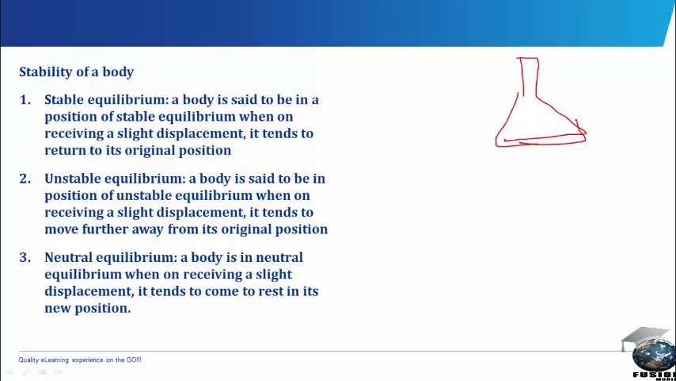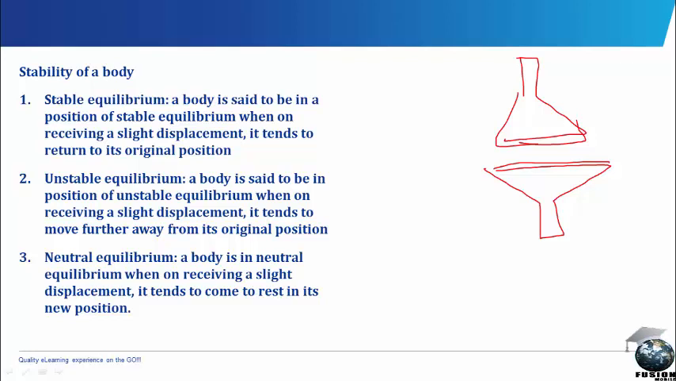While when it is this way, you notice that any little push given to it, it will fall off from the normal position that it is now. At this moment, we say it is at an equilibrium which is unstable. By definition, a body is said to be in a position of unstable equilibrium when, on receiving a slight displacement, it tends to move further away from its original position.